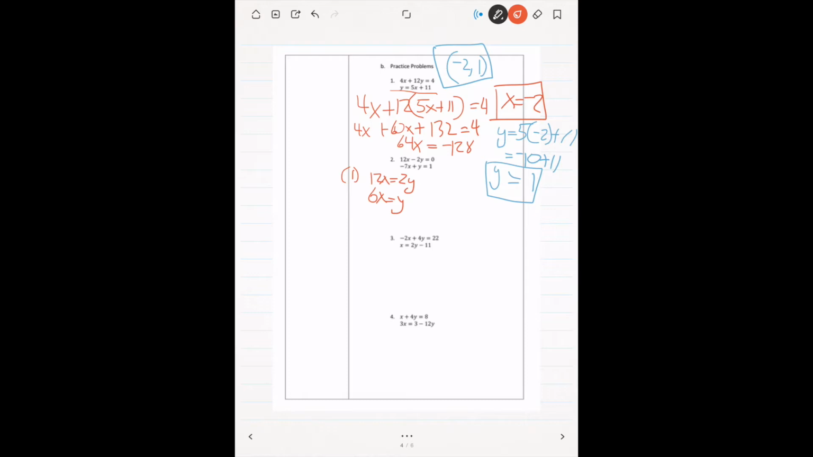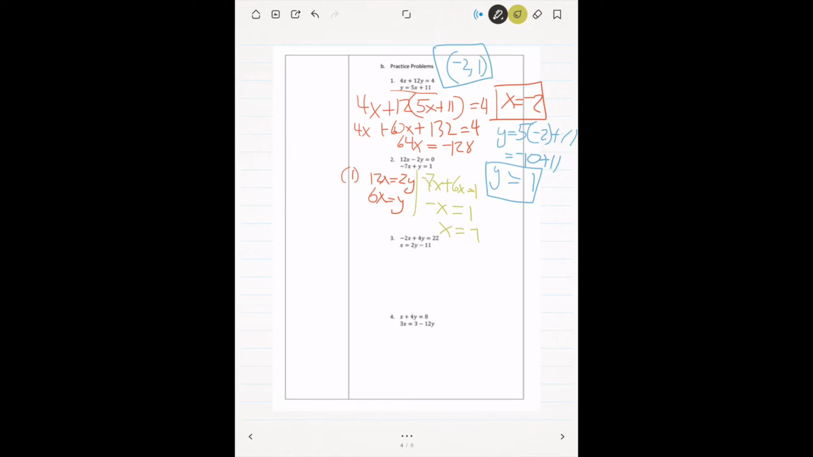Okay, that's pretty easy. Now, let me try changing colors here. Actually, let me go to green. What I'm going to do is sub in what y equals for the other equation. So negative 7x plus, instead of y, I'm going to write 6x, equals 1. So negative 7x plus 6x equals 1. I have it now where I have one equation of one variable. This can be solved very easily. So let's see, that's negative x equals 1, so x equals negative 1. Yeah, barely any work right there.